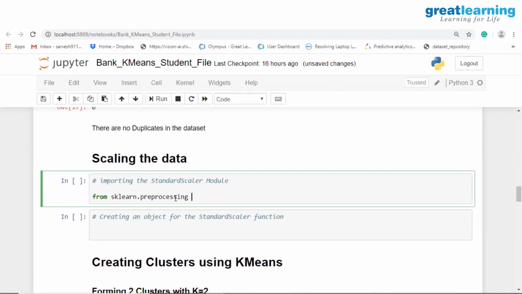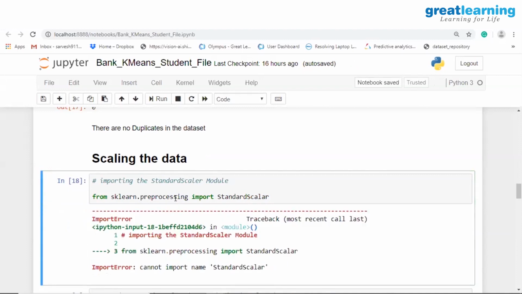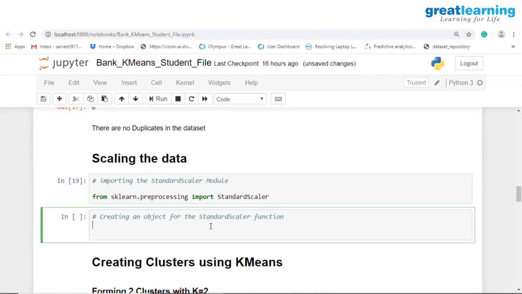Pre-processing. There are various ways of doing it. Import the standard scaler, right? Scale. Okay. Now I have to create an object. Whenever I call a function, I'm creating a function for the standard scaler. A function should have the double brackets.